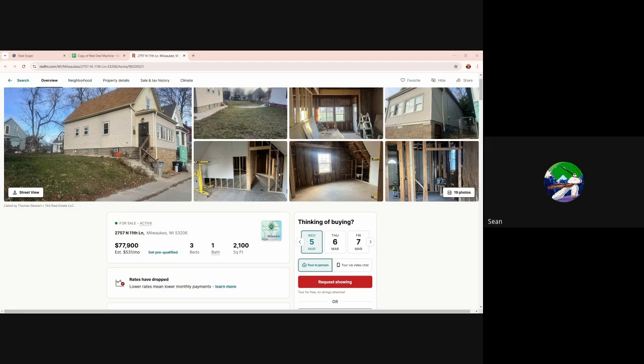Whatever city this deal is in, what city is it? Milwaukee. So let's say your deal's in Milwaukee. You're going to go on Facebook. You're going to join all the Milwaukee investor Facebook groups.